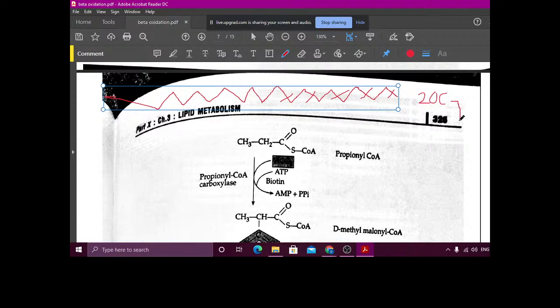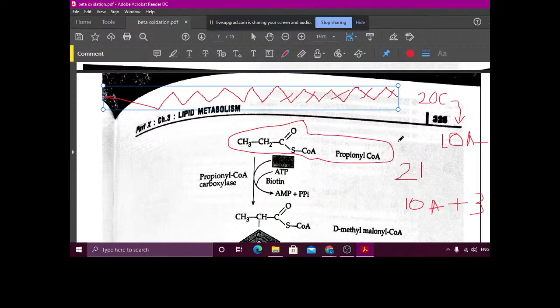20 carbon, if you divide it by 2, you are supposed to get 10 acetyl coenzyme A. But say if you have 21, which is an odd number, what happens? You have 10 acetyl coenzyme A plus you have one compound which has got 3 carbon left, and that 3 carbon left in the end is the propionyl CoA. This is what you have left.